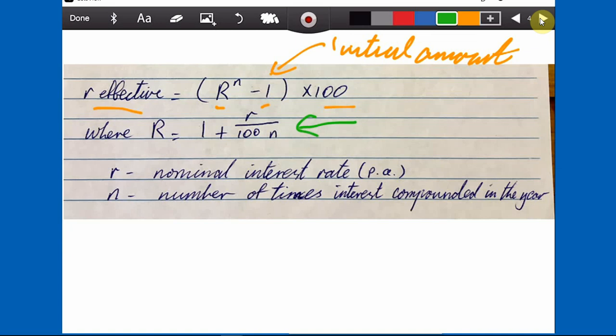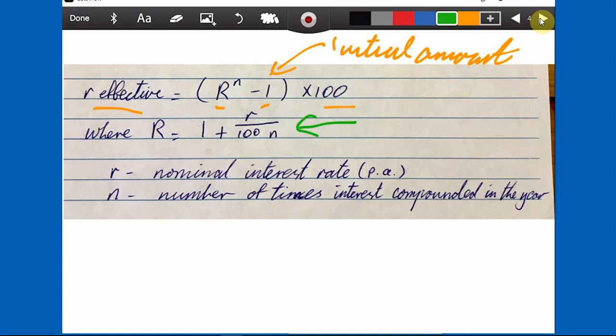Our R is similar to what we've looked at before. Our big R is 1 plus the interest rate over 100 times N, and N is our number of times we compound in the year, and little r is our nominal interest rate per annum. So we've actually been using the nominal interest rate for things, but I just haven't been calling them that name.